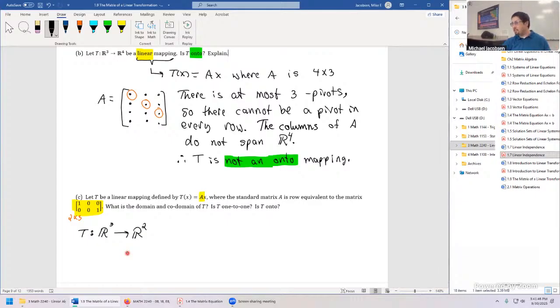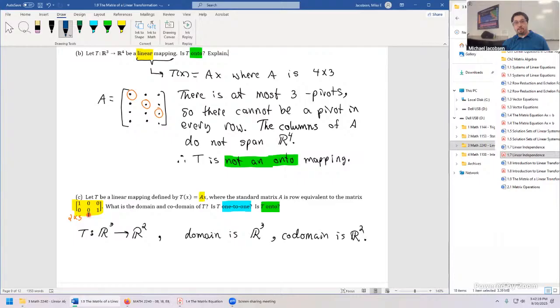If you say it this way, you've told me the domain and codomain, so this is a fine way to answer it. If you want to be more specific, you could just write this out. Domain is R3, codomain is R2. Then same old questions as above. We want to know if it's one-to-one, if it's onto. Definitely not one-to-one though, right? The columns are linearly dependent just by the presence of the zero vector inside here.